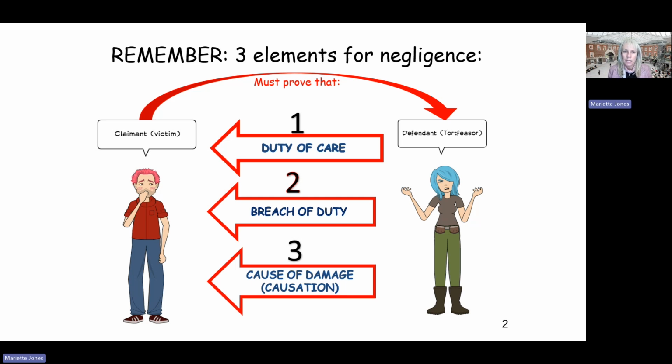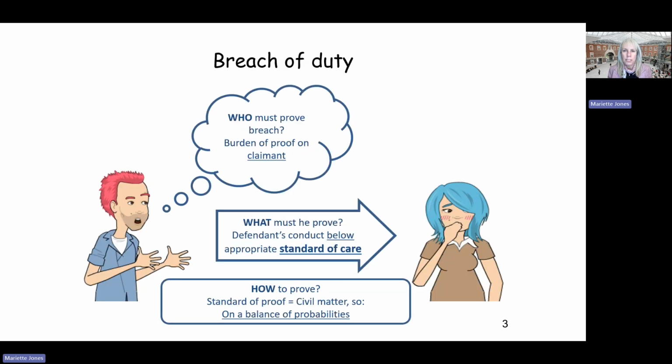So once the duty of care is established, the next question is, has that duty been breached? To prove a breach, the claimant must show that the defendant's conduct fell below the appropriate standard of care. The burden of proof is on the claimant because this is a civil case. The standard of proof is on the balance of probabilities. In other words, the court must be satisfied that it's more likely than not that the defendant failed to act as a reasonable person would have.